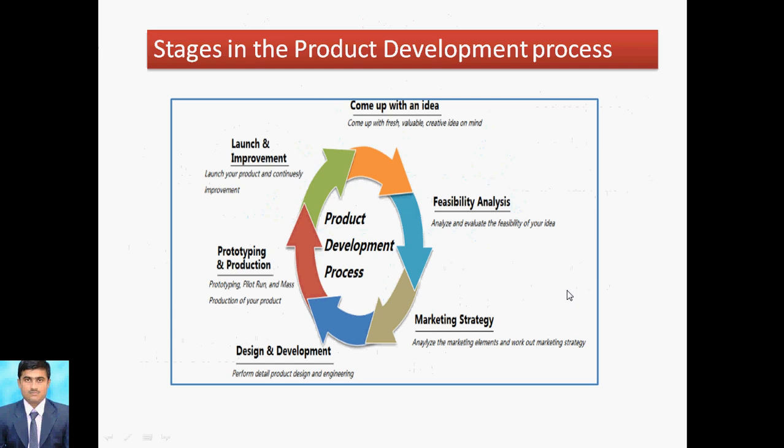Now we'll discuss the stages involved in the product development process. This is the flow chart. First is idea generation, which is coming up with an idea from different sources. First are internal stakeholders and second are external stakeholders. Internal stakeholders involve the R&D department, marketing staff, quality assurance department, or the manufacturing sections. These are the internal stakeholders for generating ideas.